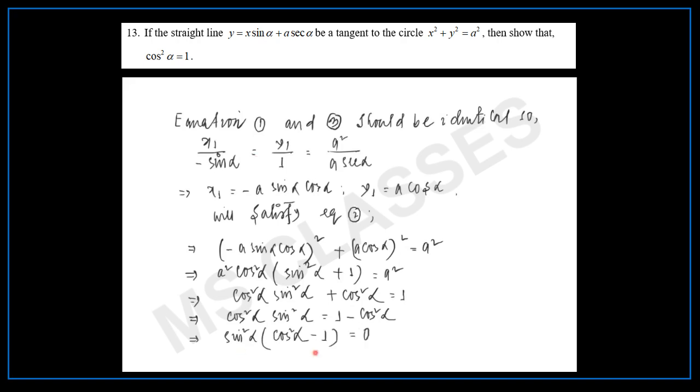Now from this, either sine square alpha equal to 0 or cos square alpha equal to 1. Both the conditions are giving rise to the same situation that cos square alpha equal to 1. Because when sine square alpha equal to 0, 1 minus sine square alpha will give us cos square alpha. So that gives us cos square alpha equal to 1. So this is the required condition.